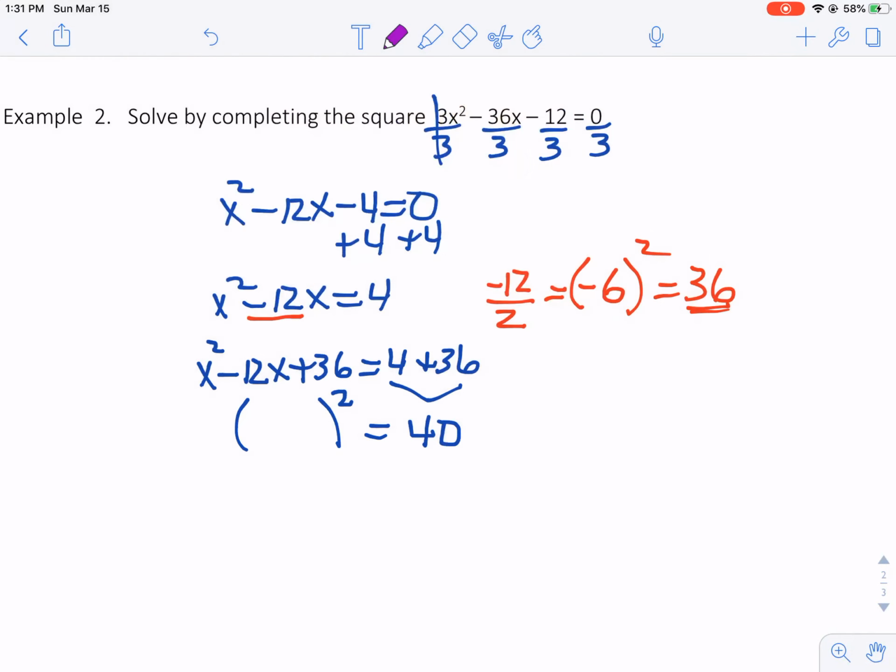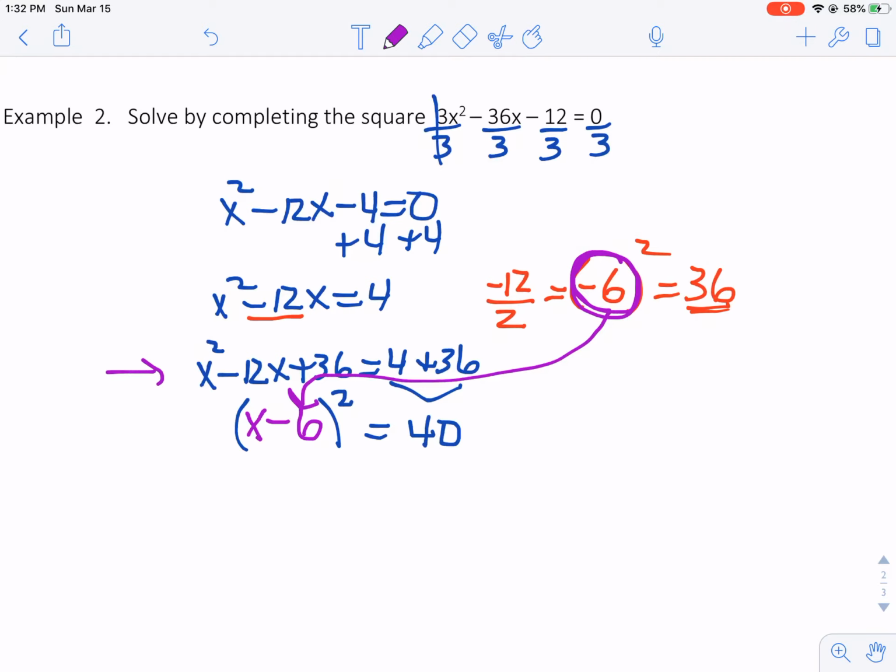So if I want to skip that, then I am going to remember that this number here, before I squared it, is what goes in my parenthesis with my x. So this is going to be x minus 6 squared. That is by design. Completing the square makes it happen. By the way, this polynomial, x squared minus 12x plus 36, is what we call a perfect square trinomial. I've seen that phrase show up once or twice on the Regents, so I'm going to keep pointing that out.